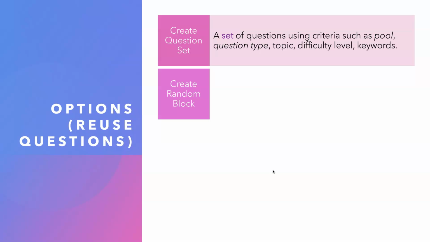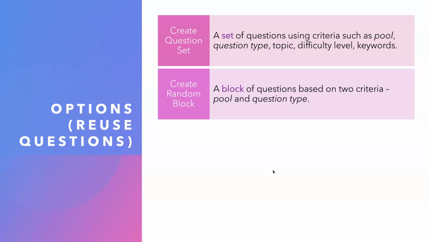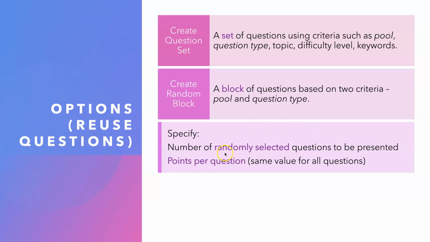The next option is create random block. This option allows us to create a block of questions based on only two criteria, the pool and the question type. For both of these options, we will be able to specify how many randomly selected questions are to be presented to the students and also the point value for the questions. Just keep in mind that for both these options, the point value is going to be the same for all the questions.